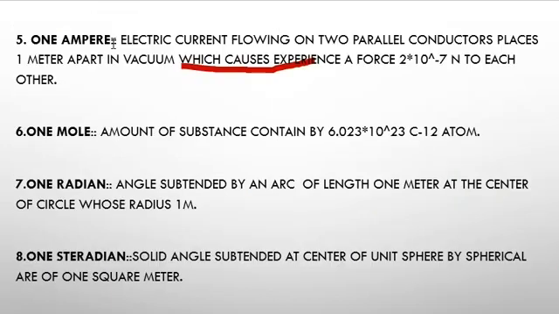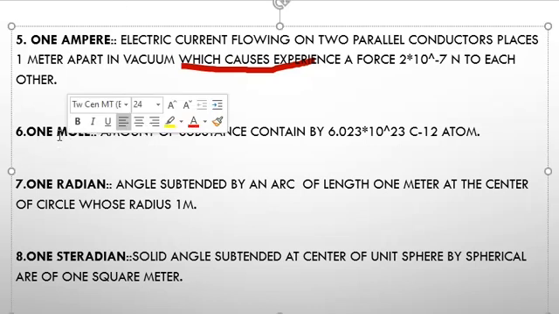1 ampere. How is 1 ampere defined by the scientists? It is the value of electric current that passes through two parallel conductors placed 1 meter apart, and due to this current they experience a force of 2 into 10 to the power minus 7 Newton on each other. That current is called 1 ampere.